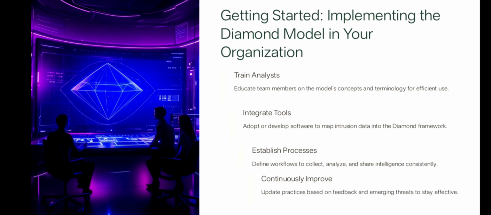4. Continuously improve, adaptation and evolution. Objective: ensure that your implementation of the Diamond model remains agile, relevant, and adaptive to emerging threats and internal growth. Key steps. Feedback loops. Solicit feedback from users regularly to understand challenges in vertex application, tool usage, or model comprehension. Adjust training and process documentation accordingly.